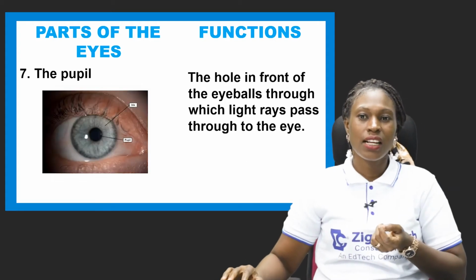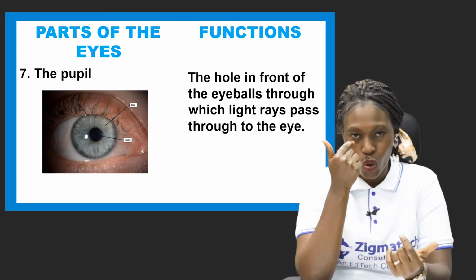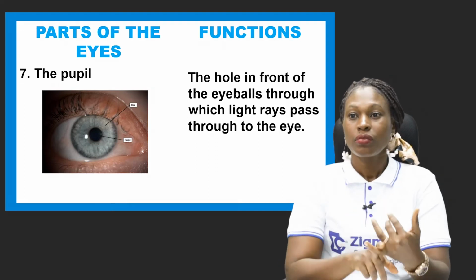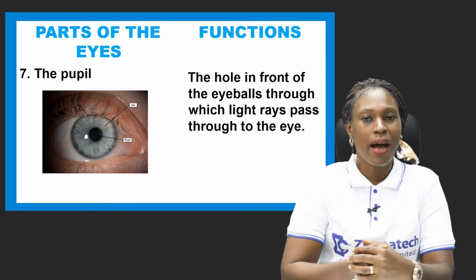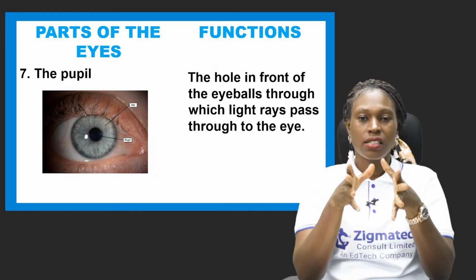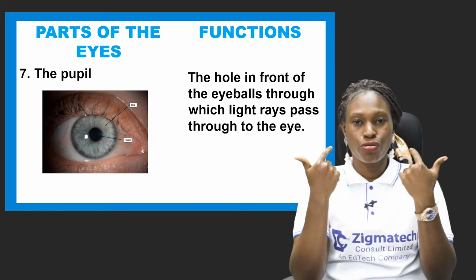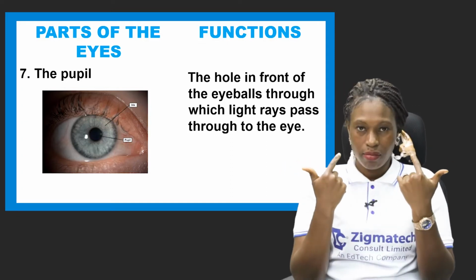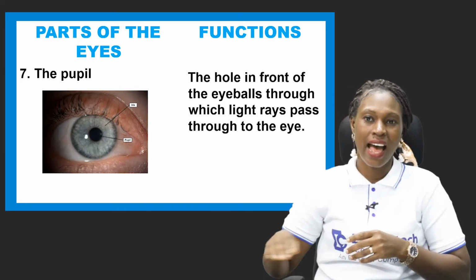Now let's look at the next one, the pupil. Now that black hole you see in the balls is referred to as the pupil. It is the hole in front of the eyeballs through which light rays pass through to the eyes. So when you are looking at something, the pupil helps pass the information through to the sensory organ. So it captures what? Rays and lights.